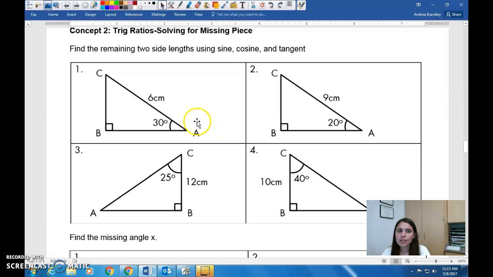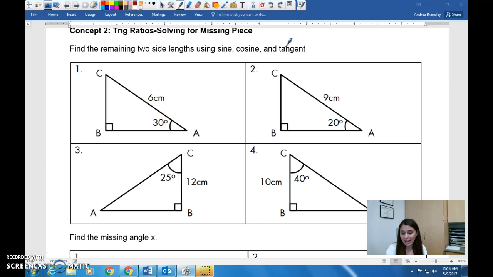Okay, so this video is talking about solving for missing pieces in a right triangle, whether that be a missing angle or a missing side length, using sine, cosine, and tangent. So as a reminder, in order to do this, we need to know what our ratios are.